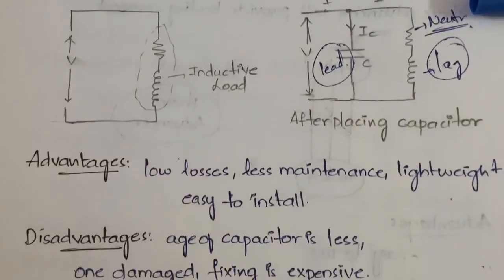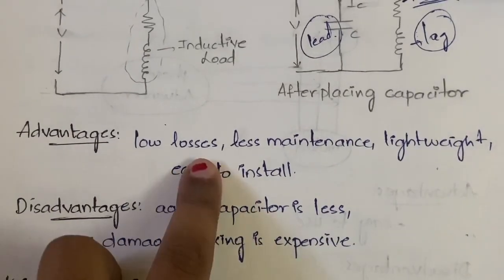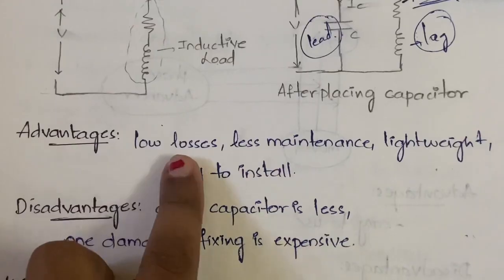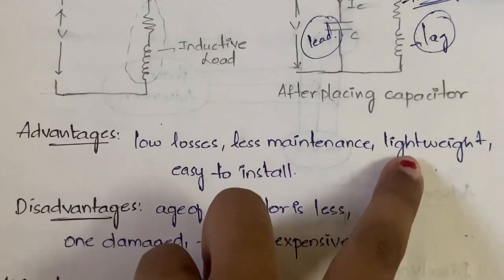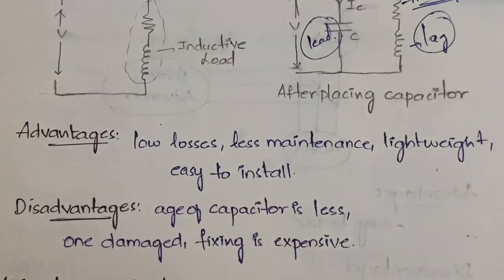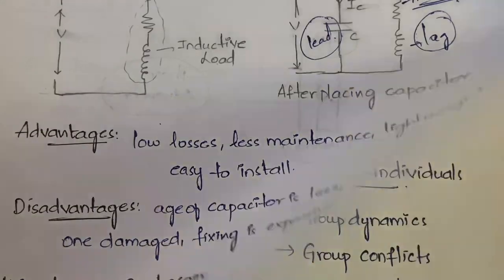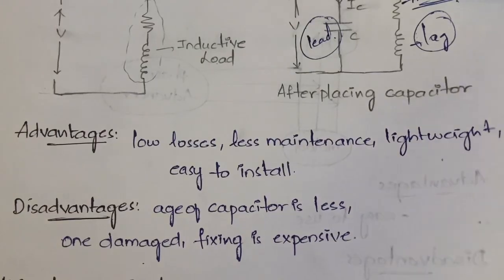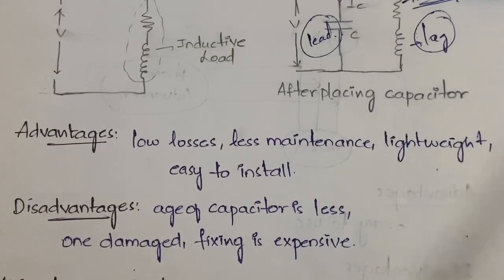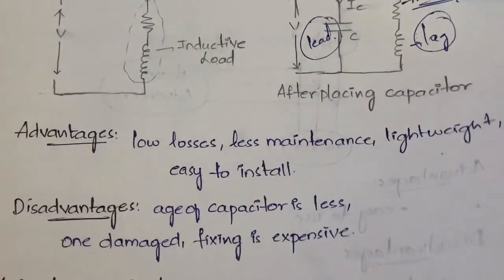Now let us see what are the advantages and disadvantages of this static capacitor. First is low losses, that is, very negligible losses, minimum losses. Maintenance is less. It is light in weight and easy to install. Coming to the disadvantages, the age of the capacitor is less, that is, you need to keep on replacing it. And once the capacitor is damaged, it is very expensive to fix it. Got it? So this is about the static capacitor. Simple. You will be placing a capacitor in parallel to the load.